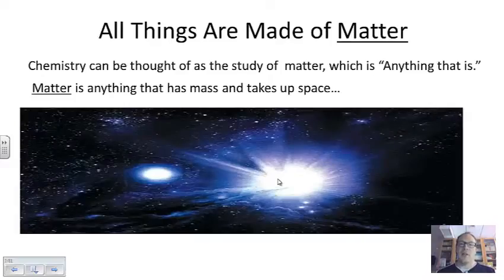First of all, I want to let you know that everything is made up of this stuff we call matter. Matter is anything that has mass, and matter is anything that takes up space. And chemistry, because it's the study of matter and the interactions of different types of matter, can really be described as the study of anything that is. So if it is, it's chemistry.